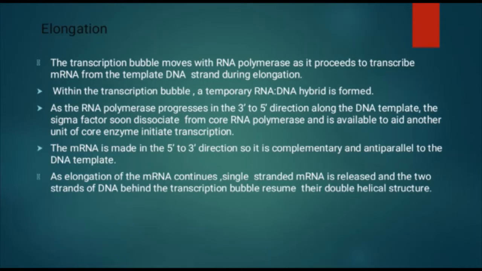The region of unwinding is referred to as the transcription bubble. The transcription bubble moves with the RNA polymerase as it proceeds to transcribe mRNA from the template DNA during elongation. Within this transcription bubble, a temporary RNA-DNA hybrid is formed. As the RNA polymerase progresses in the 3' to 5' direction along the DNA template, the sigma factor soon dissociates from the core RNA polymerase and is available to aid another unit of core enzyme to initiate transcription.